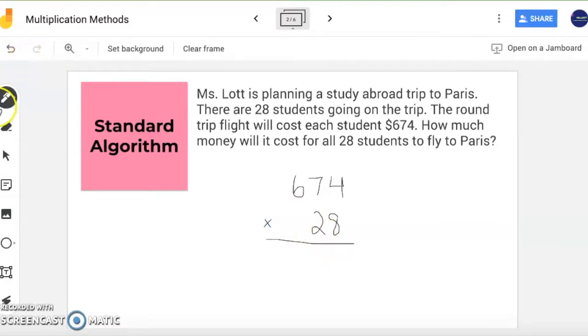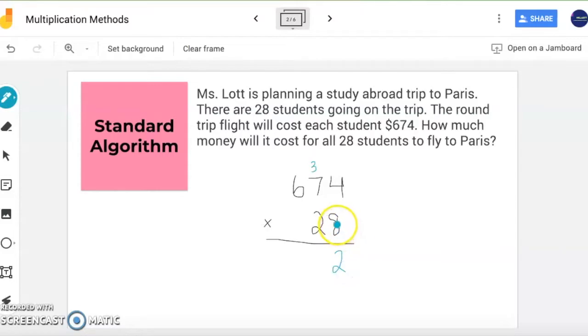The first thing I'm going to do, in fact, I'm going to actually do this in two different colors so you can see the two parts of this problem. I'm going to start with the digit 8, which is in my ones place. Now what I'm going to do is take 8 times 4, which is 32. We're going to carry my 3, and my 2 is going to go in my ones place.